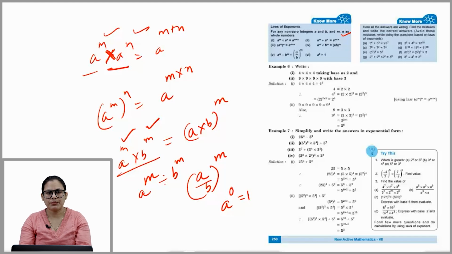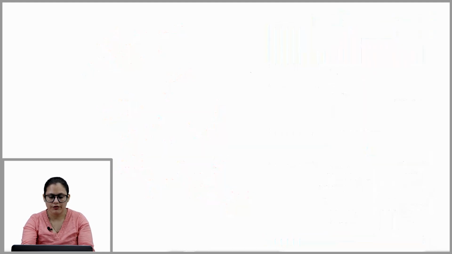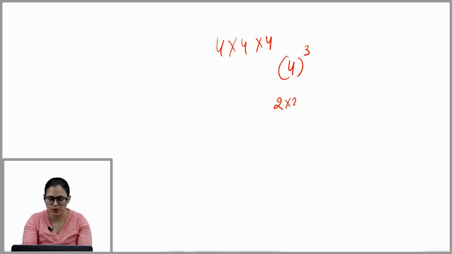Okay. Let's do example 6. Write 4 into 4 into 4 taking base as 2, and 9 into 9 into 9 into 9 with base 3. Okay. Let's do it. So you have 4 into 4 into 4. How many times? 3 times. So 4 raised to the power 3. But we have to take 2 as base. So 4 is 2 into 2, 2 raised to the power 2, and then raised to the power 3.